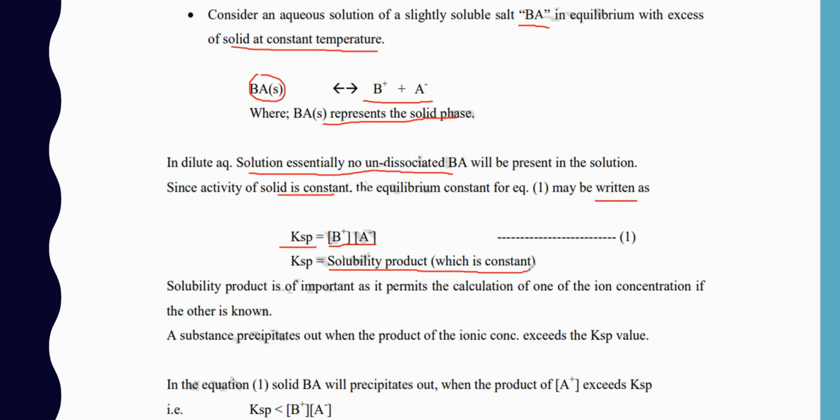A substance precipitates out when the product of the ionic concentration exceeds the constant value. In equation 1, solid BA will precipitate out when the product of B plus and A minus exceeds Ksp. For example, I will explain it in simple terms so that it would be easy for you. We have a slightly soluble salt, which we have added into some solvent and prepared its solution. So it is always present in an equilibrium, and this equilibrium we are representing with a constant.